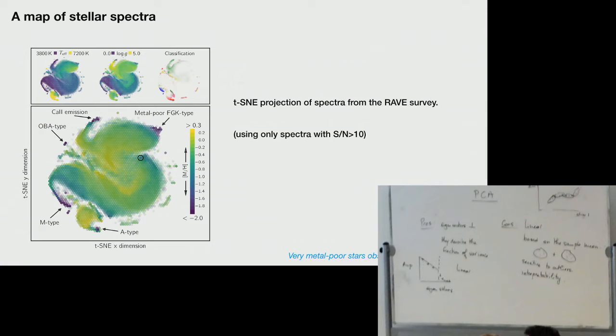Now, in this case, we see that the author of this analysis used only spectra with signal to noise greater than 10. Why do you think they did this? Because they have many more spectra at lower signal to noise.